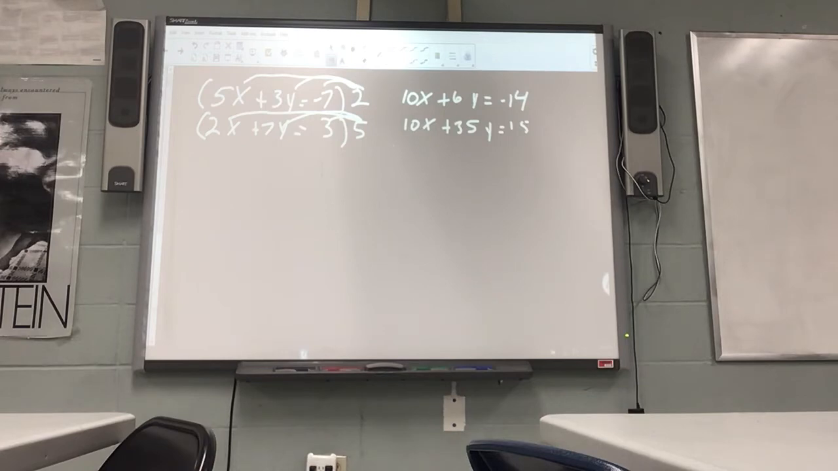Okay, we got x's the same, so we're ready to draw our line. Are we going to add or subtract? Good job. 10x minus 10x is nothing. He gone. Well, it's a positive 3 and a positive 5. It should be positive 15. Did I write it down wrong? Write it down wrong? Okay.